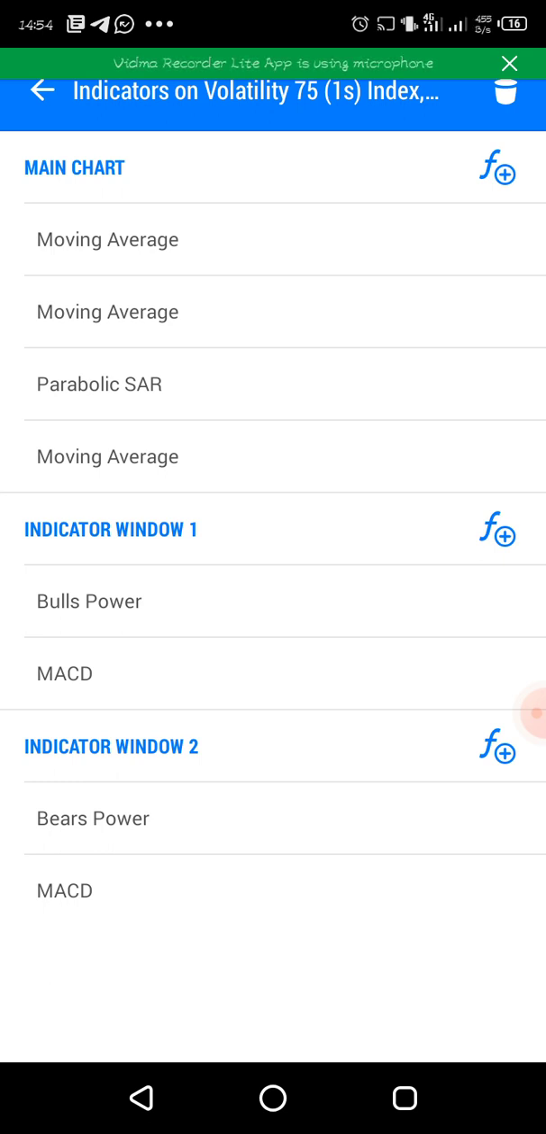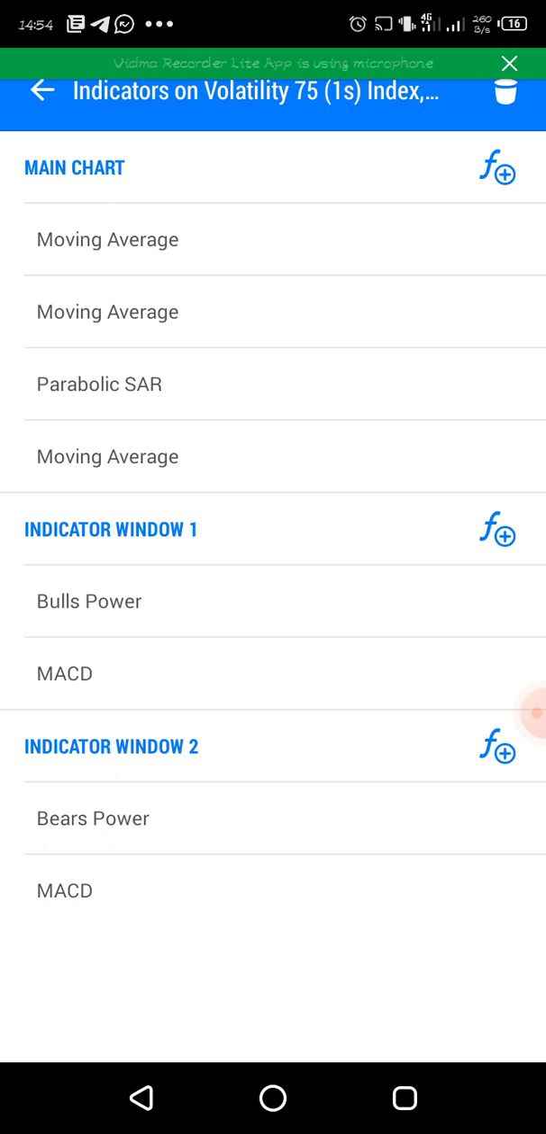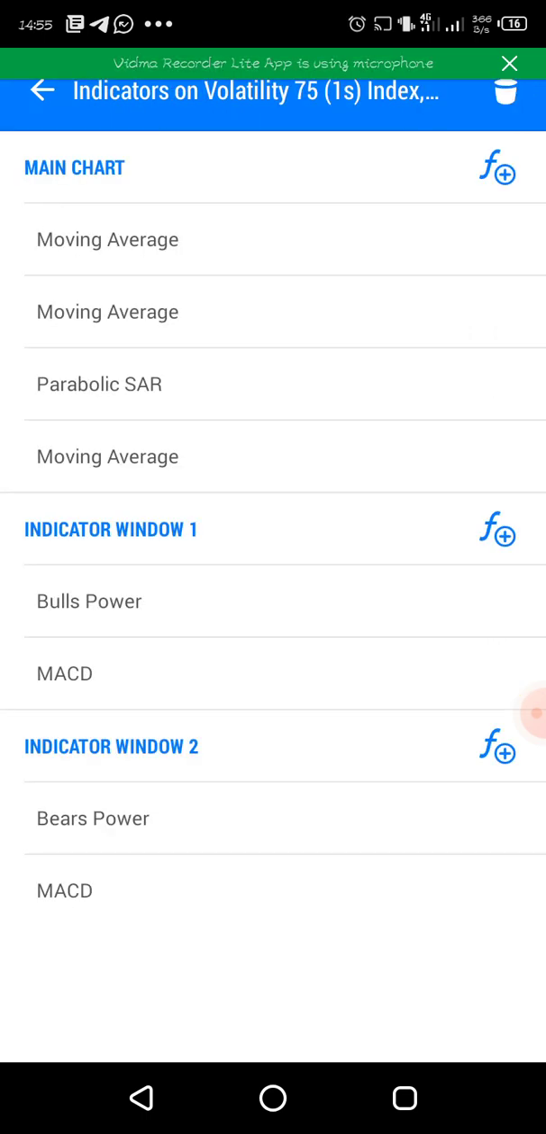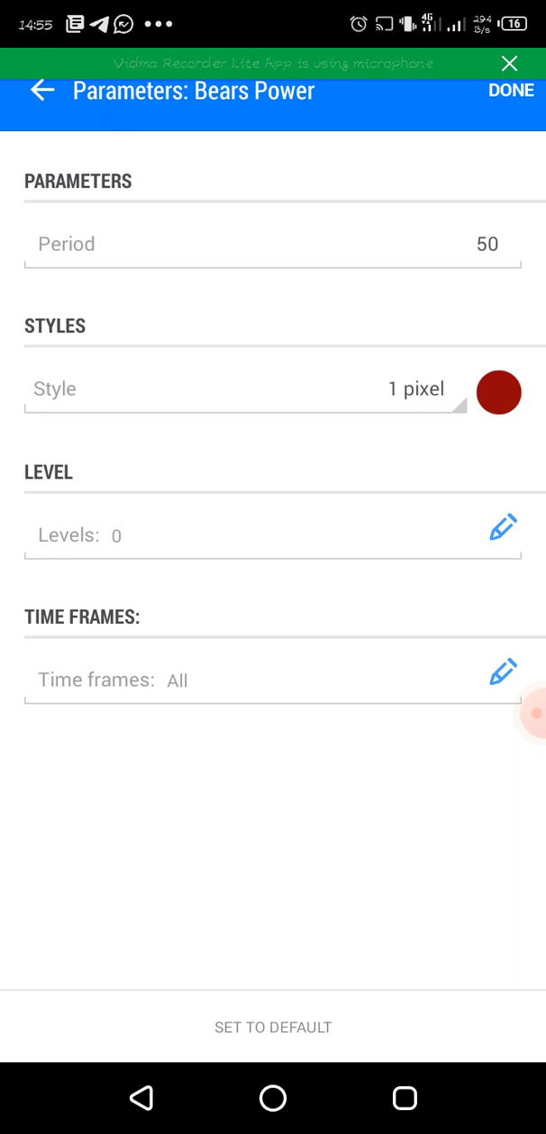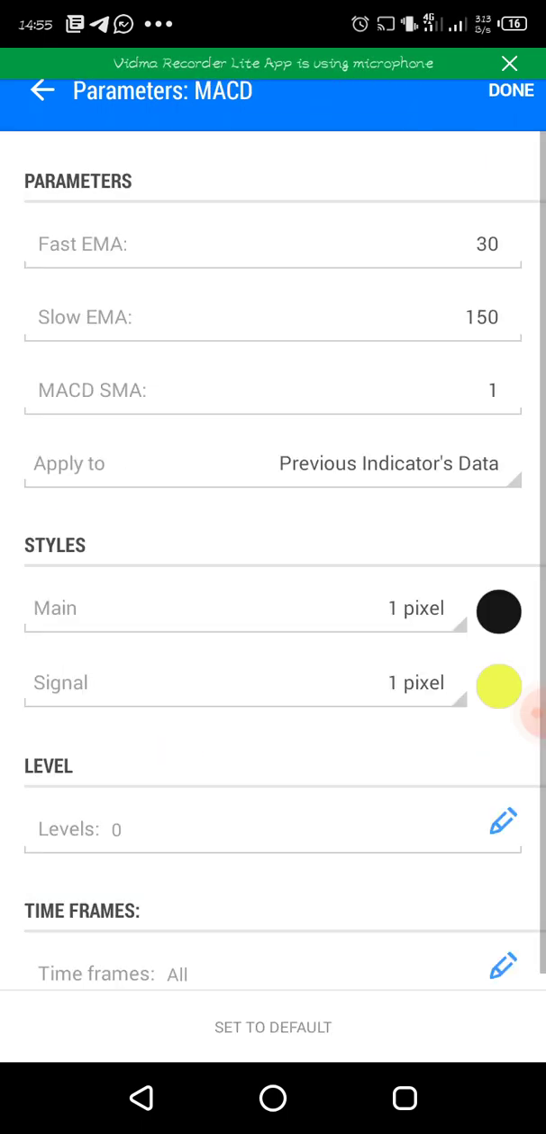So the first window, bull power, that's it. 50 moving average. Then the style is what? Bulls power, we are buying, so I put it on green. For the MACD, this is it, 3151, previous indicator, to filter out bad trades, so to say. Then the second one is bear power 50 and the same parameter. Then the MACD is the same parameter, previous indicator.